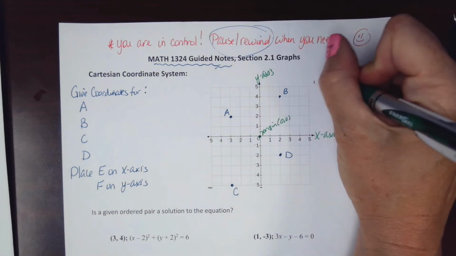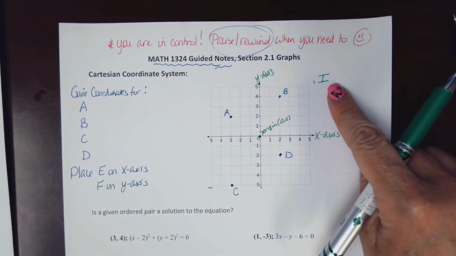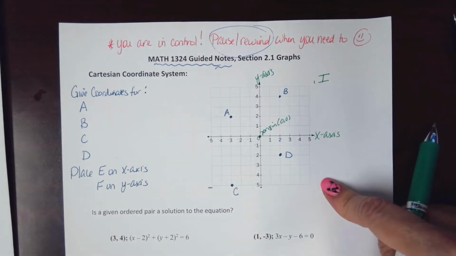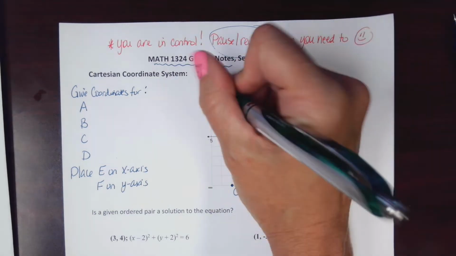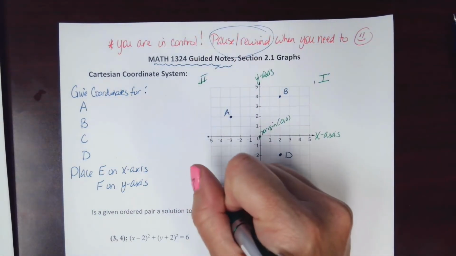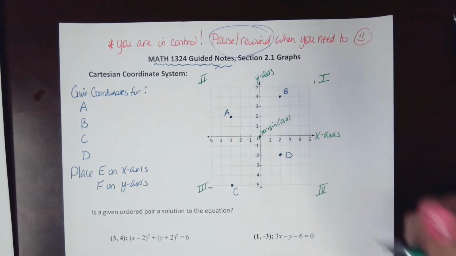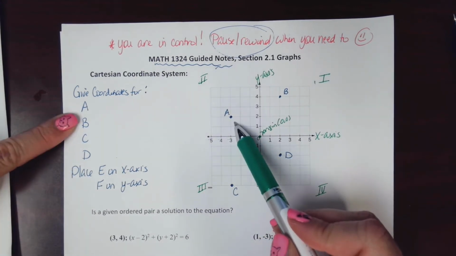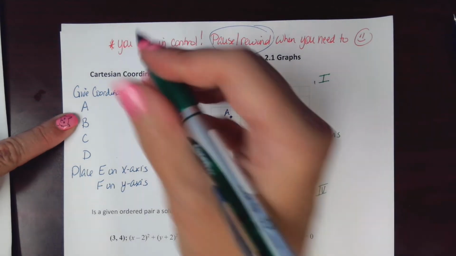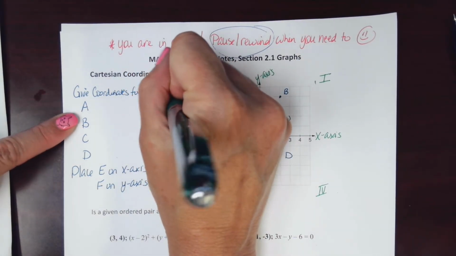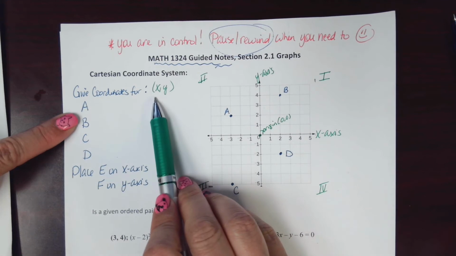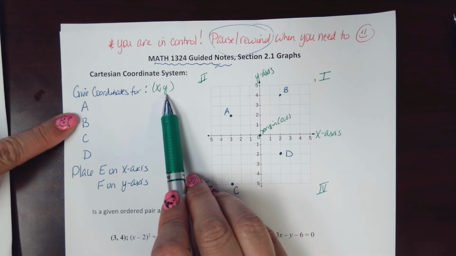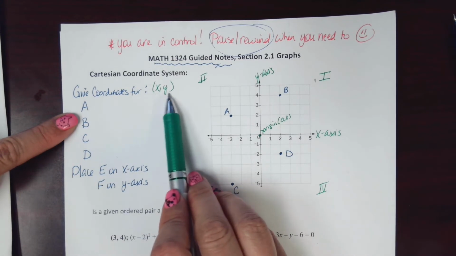The first quadrant, Roman numeral 1, is at 1 o'clock on the clock, but then I go counterclockwise to number the others. So this is quadrant 1, quadrant 2, quadrant 3, and quadrant 4. Now you're going to notice, for example, point A is in quadrant 2. When I give the coordinates, I'm giving an XY ordered pair. X is my independent variable, Y is my dependent variable, and it always has to be in this order.